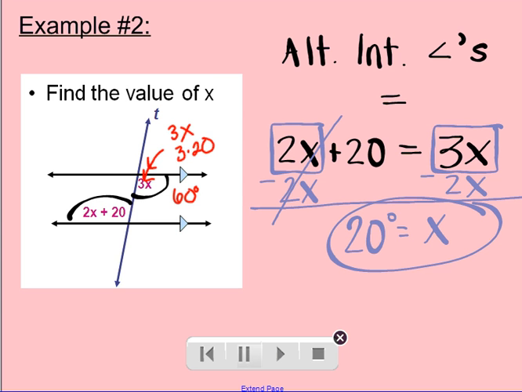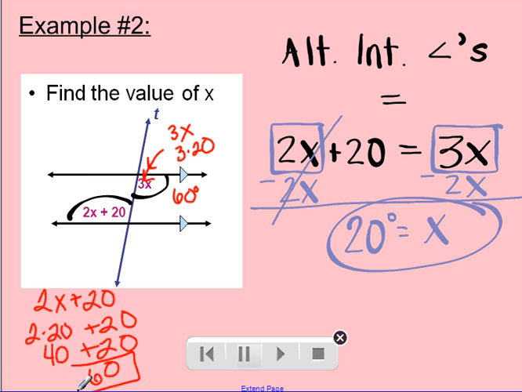And what you'll see when you plug this value for x into both of these equations, now I've got 2x plus 20, which is 2 times 20 plus 20, which is 40 plus 20, you'll see that I end up with 60, which tells me that both of these angles are equal, which we know from our alternate interior angles theorem that they are congruent, so they should be equal. Okay, so use algebra to check your answers. Don't rely on what it looks like.